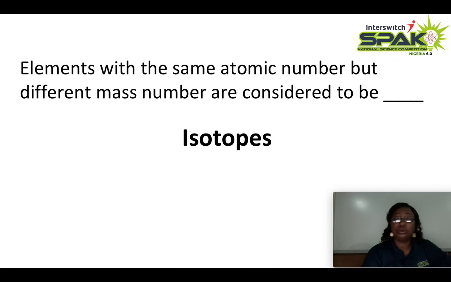We have some other phenomena in chemistry. We have allotropy, isomerism, isotopy, hygroscopy, efflorescence, and deliquescence. All these are different phenomena we have in chemistry.